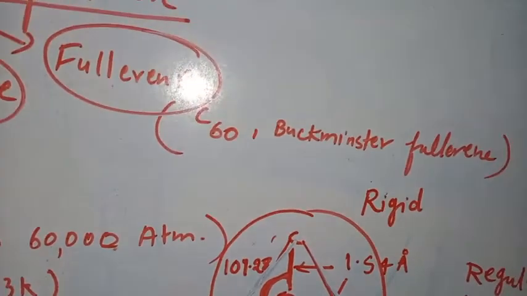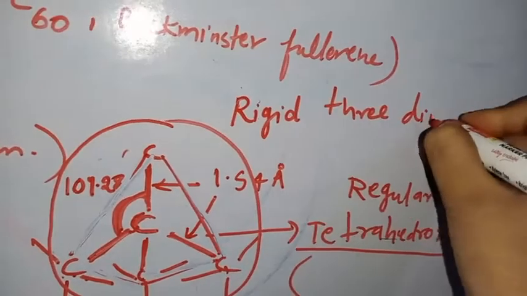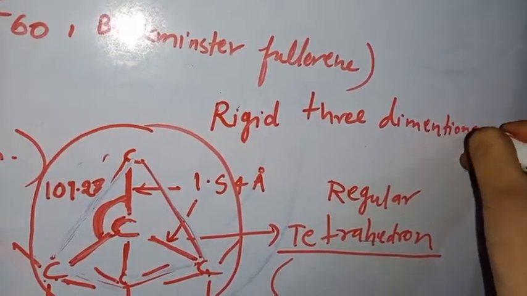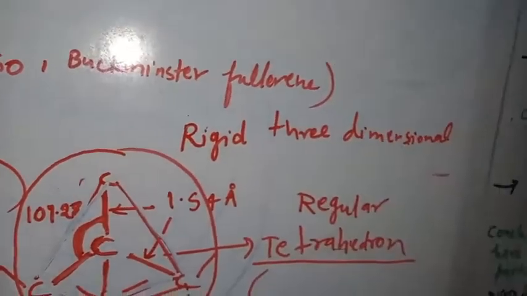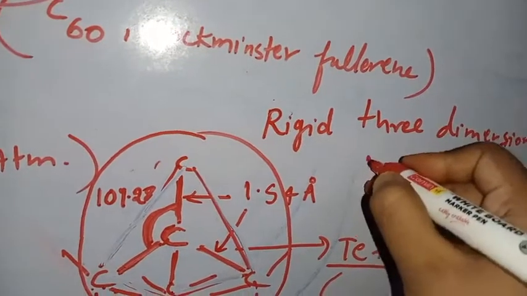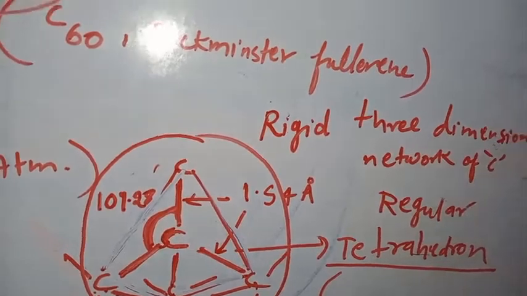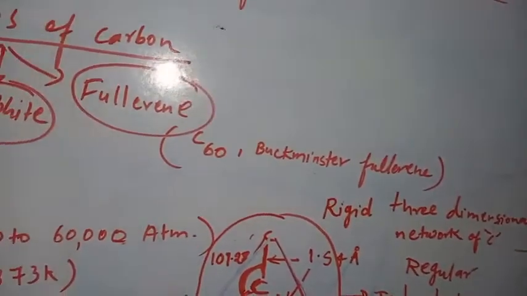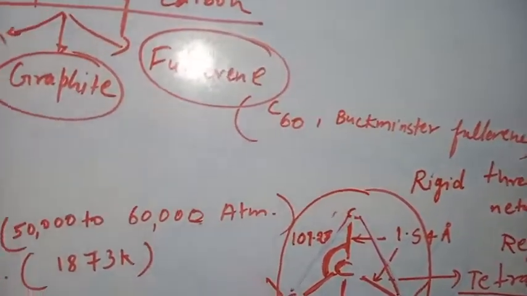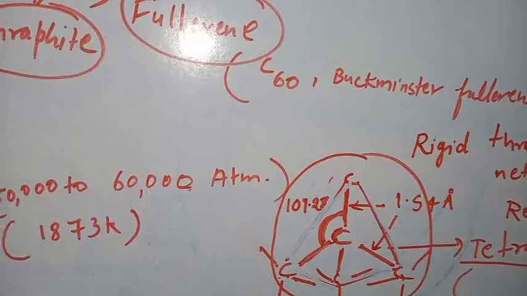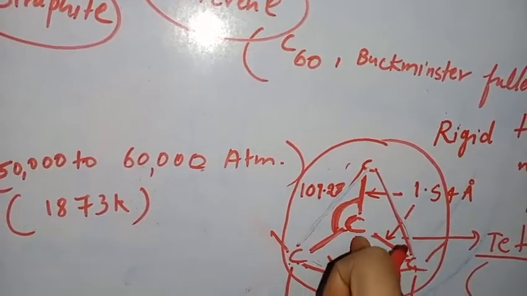So it is called a rigid three-dimensional network of carbon. This shows the three-dimensional network structure of carbon. Understood? As you can see, carbon is fulfilling all its tetravalency.